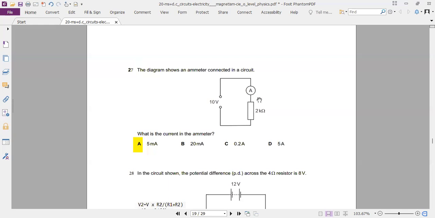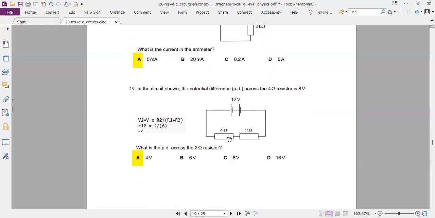So we have this arrangement. What's the current? Well, the current is equal to V over R. V is 10, R is 2 kilo ohms. 10 divided by 2 kilo gives you 5 milliamps. When kilo is in the denominator, it becomes milli in the numerator. Don't need to use the 2000 and then get confused about it. Just do 10 divided by 2 equals 5. Change kilo into milli, 5 milliamps.